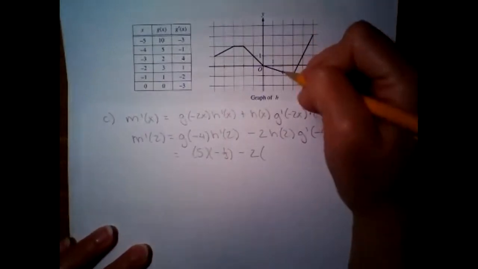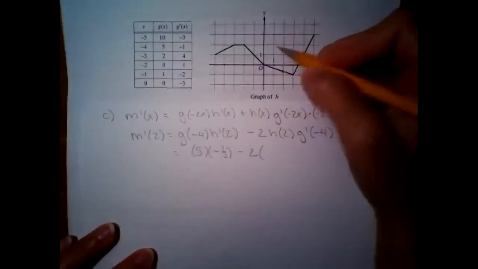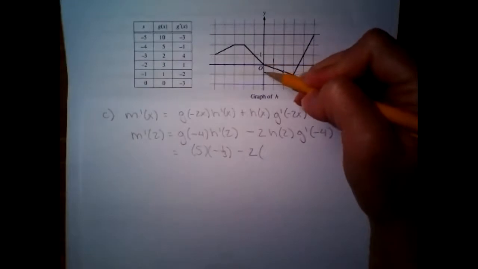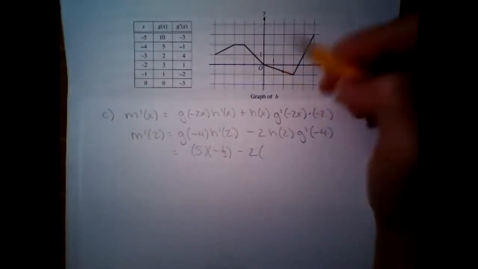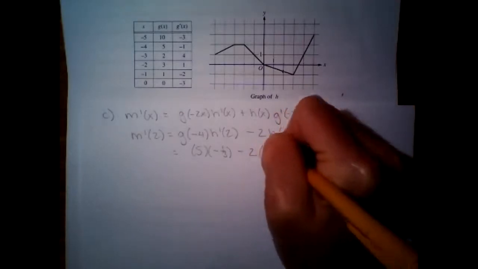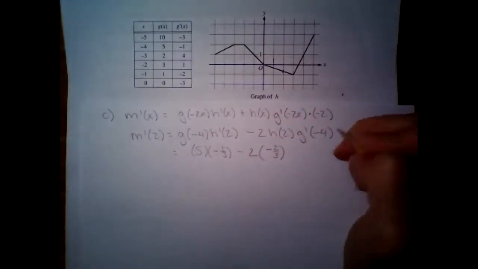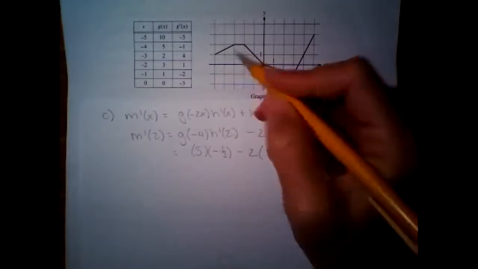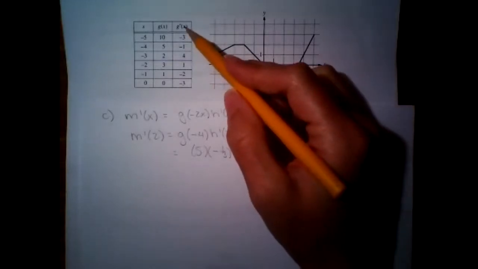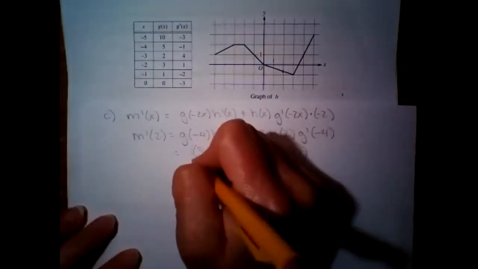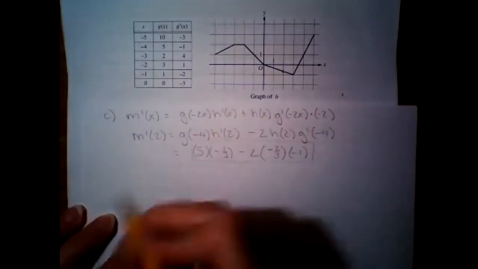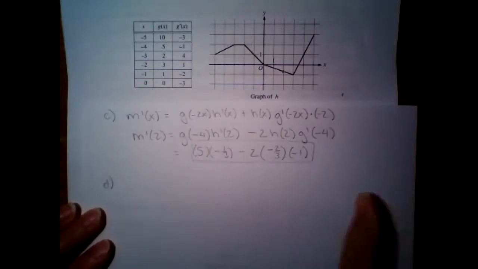Right, so here's h of 2. We want that point. So if we start at 0, we're going down 1 over 3. If that's at 2, that would be a negative 2/3 for that. So negative 2/3 at that point, and then g prime of negative 4. So here's my g prime column at negative 4. That is negative 1. And again, you can simplify that down if you want, but you're totally allowed to stop there.